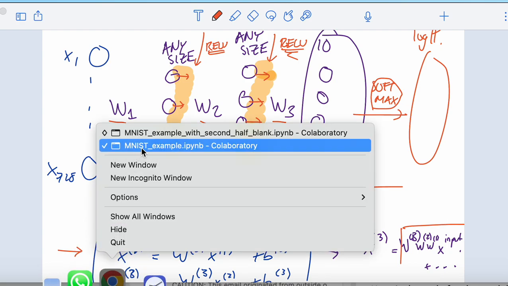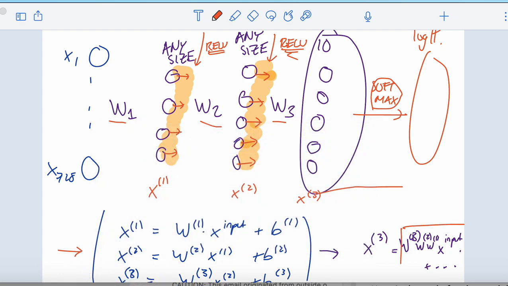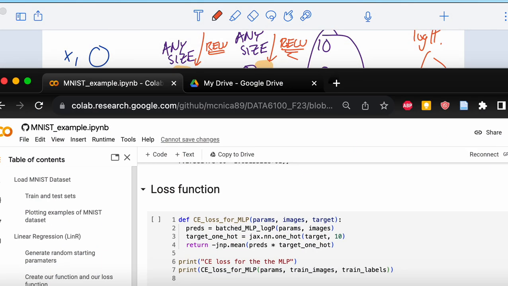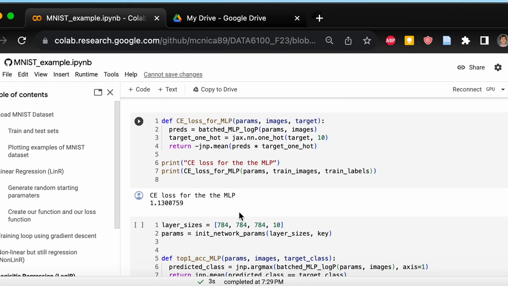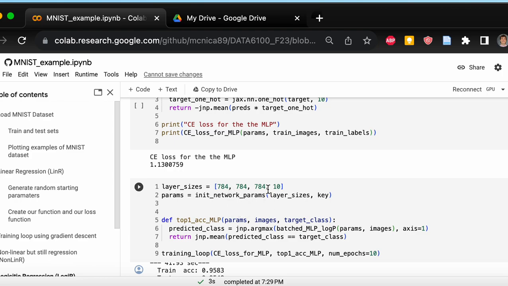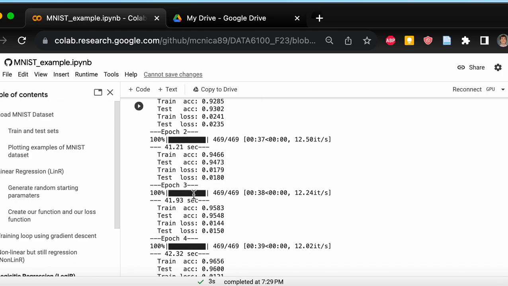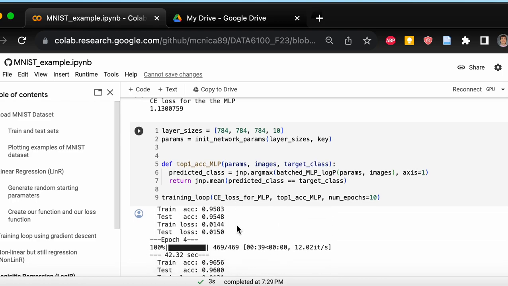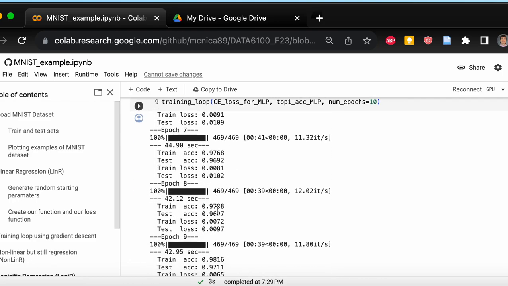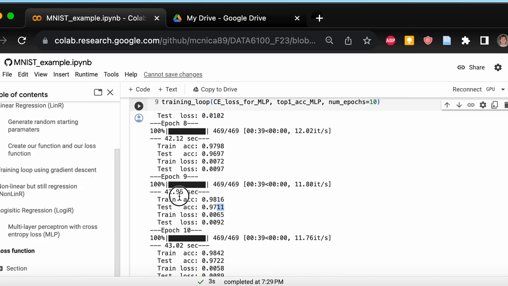The MNIST example is in the GitHub, the solutions that I've been copying from whenever I get stuck. And we have exactly the same layer sizes, 784, 784, 10, but I ran it for 10 epochs. So here it is, epoch 1, epoch 2, and so on. And you can see that by the end of 10 epochs, it is up to 98%. So the train accuracy is 98%, and the test accuracy is 97%. So only 2% of images it's getting wrong.